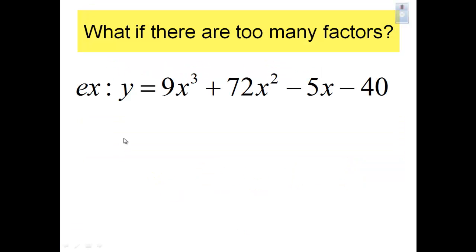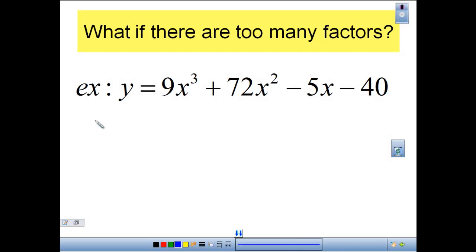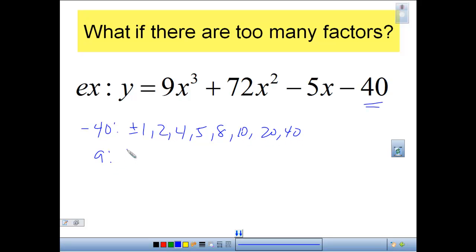Remember that sometimes when you do the rational root theorem, it's helpful. This would be an example where there's just way too many factors. Obviously, your constant term here is -40. There's a lot of values that you could plug in: plus or minus 1, 2, 4, 5, 8 goes into it, 10 goes into it, 20 goes into it, 40 goes into it, and then you've got 9, and of course you could have values of 1, 3, and 9. You can see there's a lot of different values you could have.